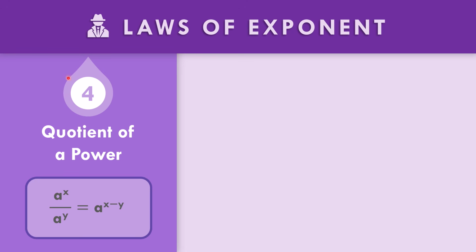Fourth law of exponents, that is the quotient of a power. So it means a to the x all over a to the y. So it means we need to subtract the exponents, a to the x minus y. So let us subtract the exponents if the given is division. So we have the same base, so that becomes a only. And then subtract the exponents, 7 minus 2. 7 minus 2, that is equal to 5. So a to the 5th power.